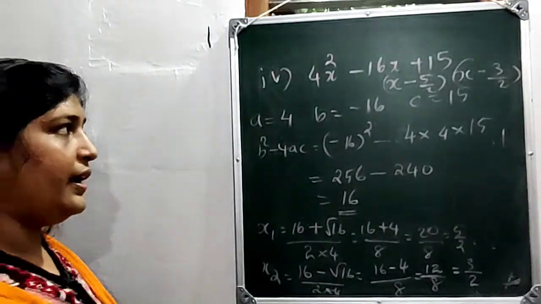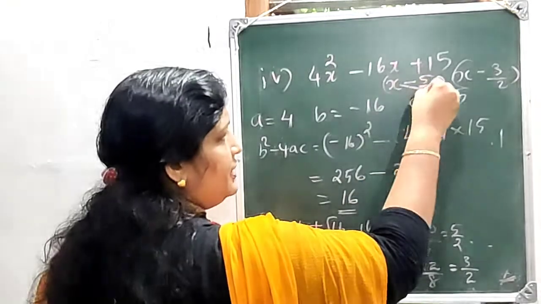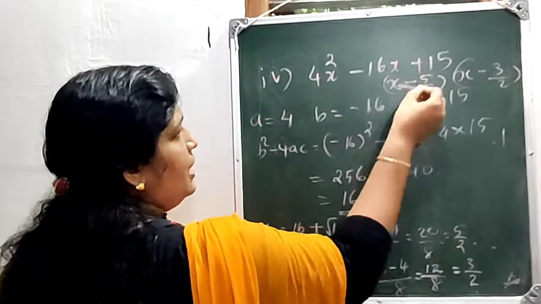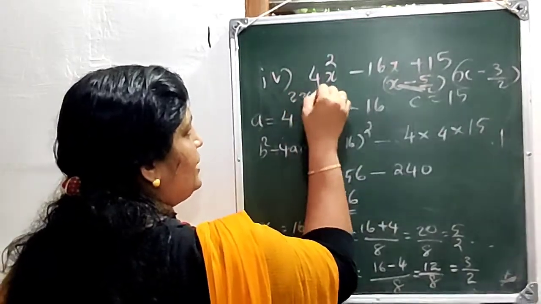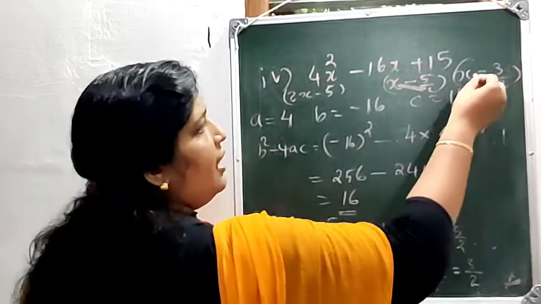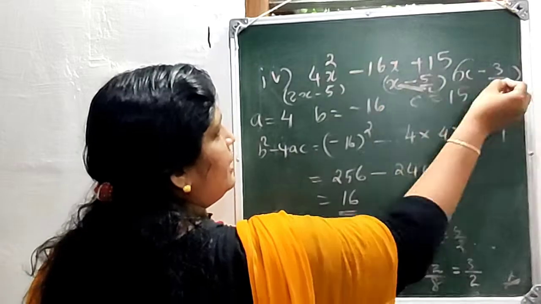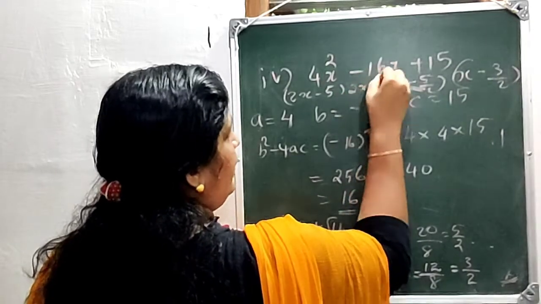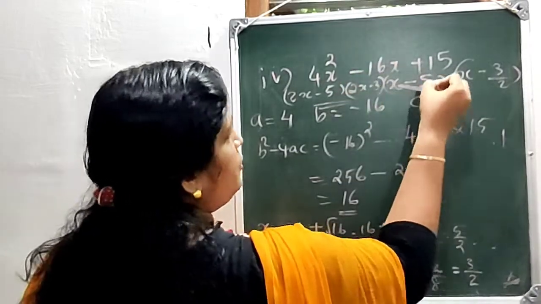We can write these factors in another form also. That is, just cross multiply this. That is 2 into x. So 2x minus 5. We can write x minus 5 by 2 as 2x minus 5 and x minus 3 by 2 as 2x minus 3.